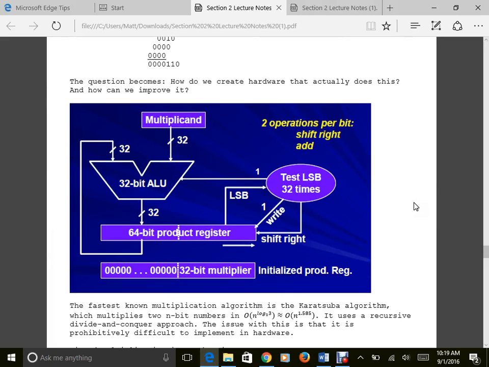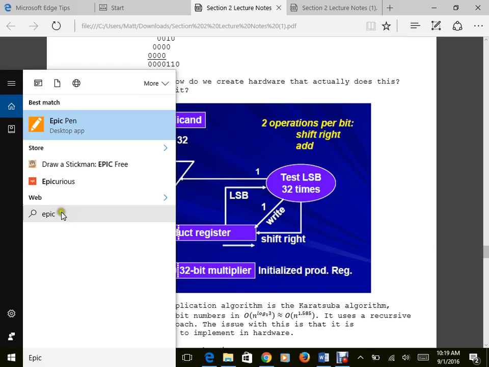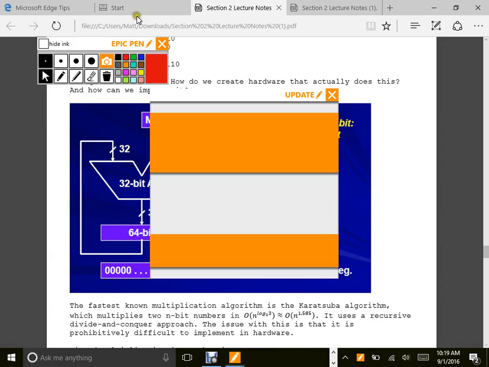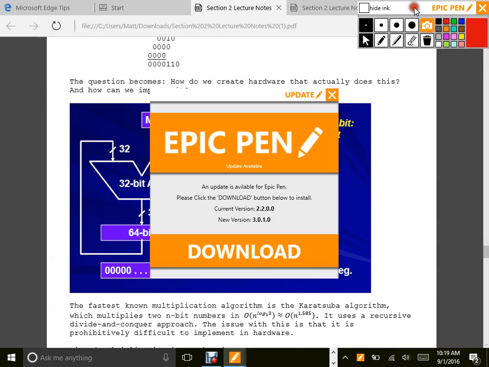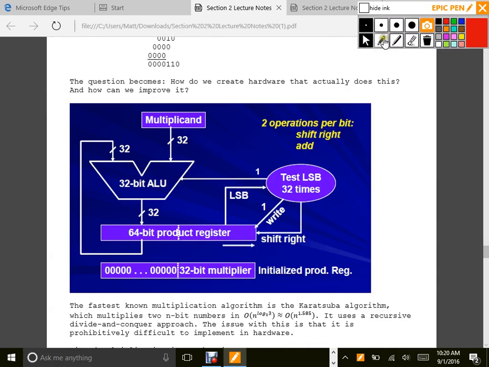So remember this from last lecture. We're talking about multipliers and multiplications. Now what we're doing is taking the same philosophy and adding or subtracting a number of times. Let me bring up my EpicPen app here. We have this addition going on: we add, then do a bit shift cycle. If it's a 0, we don't add. If it's a 1, we add over and over again. And then we ultimately get our multiplication.